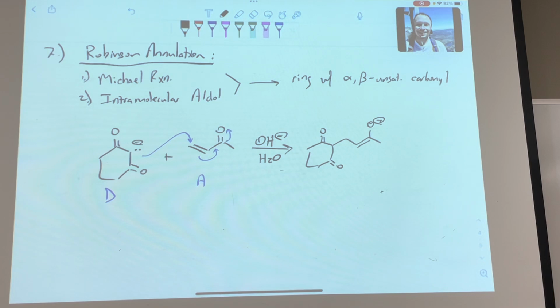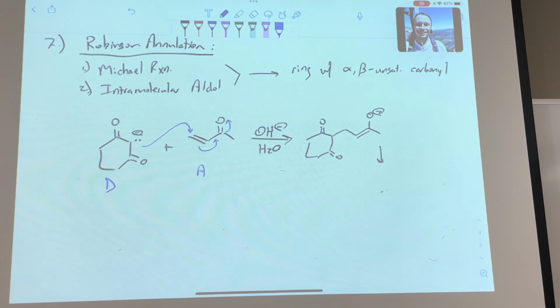So we would get that initially. And then the way this guy resolves itself is, again, you can do it in a couple of different ways. Have the carbonyl reform and then grab a proton from water, which is going to give you the product of the Michael reaction, which looks like that.